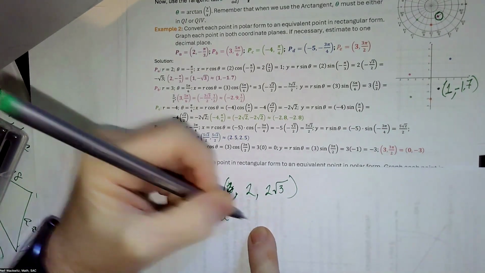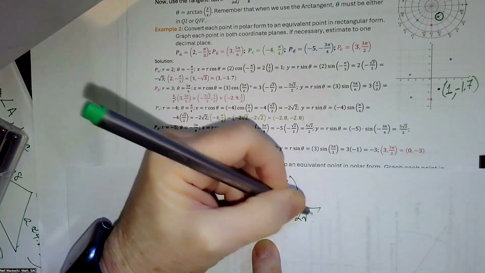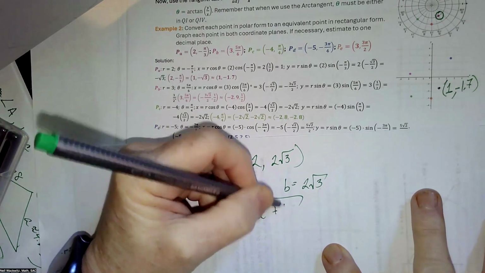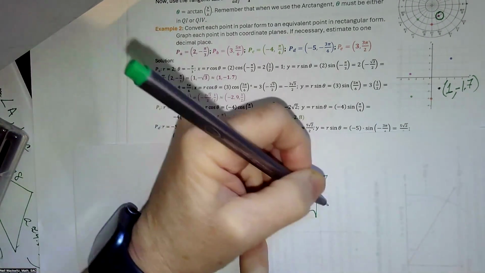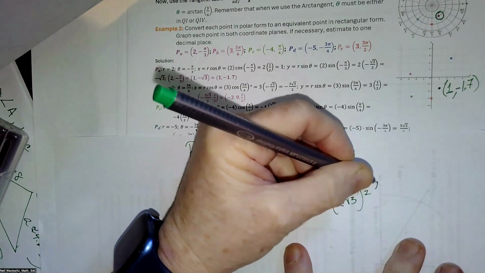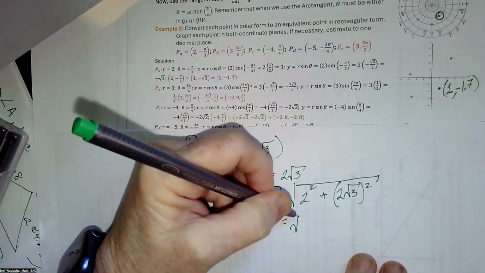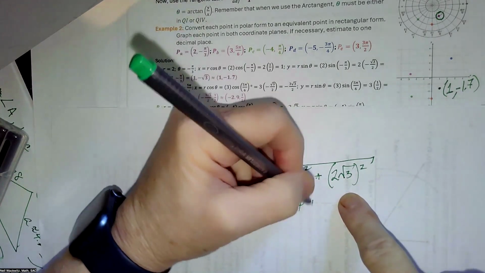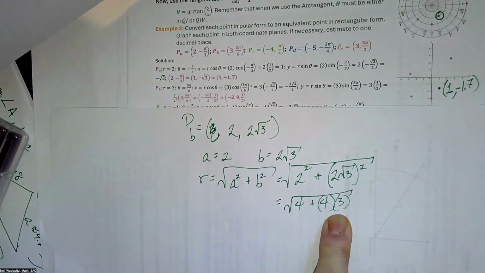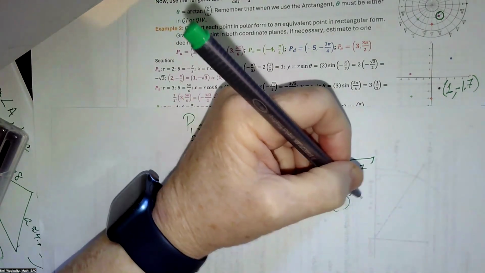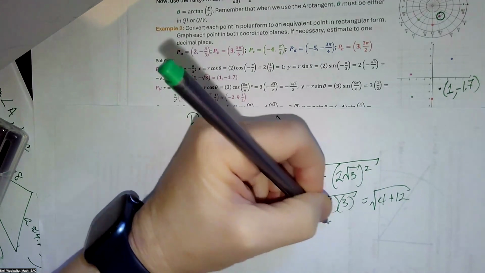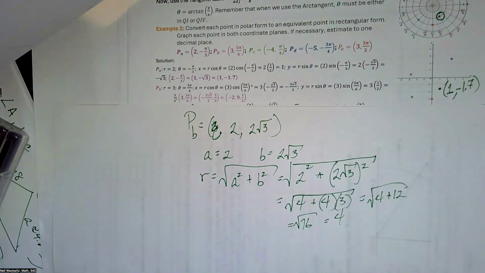And so I know that little a is 2, little b is 2 square root of 3, r is equal to the square root of a squared plus b squared. That'll be 2 squared plus 2 square root of 3 squared. Well, 2 squared, that's a 4. This 2 squared is also 4. And square root of 3 squared is 3. So 3 times 4 is 12 plus 4. Let's write this down. 4 plus 12, which is 16. And the square root of 16 is 4. So here R is 4.